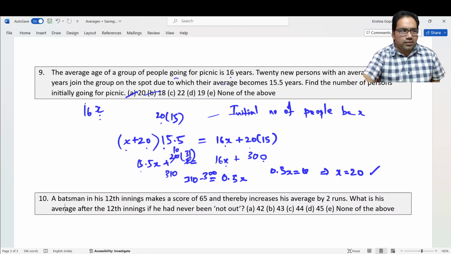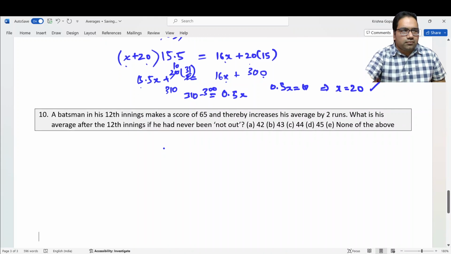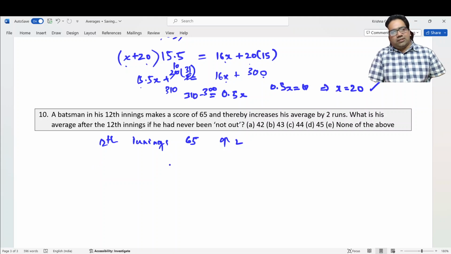Good. Now let's get to the next problem. A batsman in his 12th innings makes a score of 65 and increases his average by 2. What is his average after the 12th innings? He has never been not out.